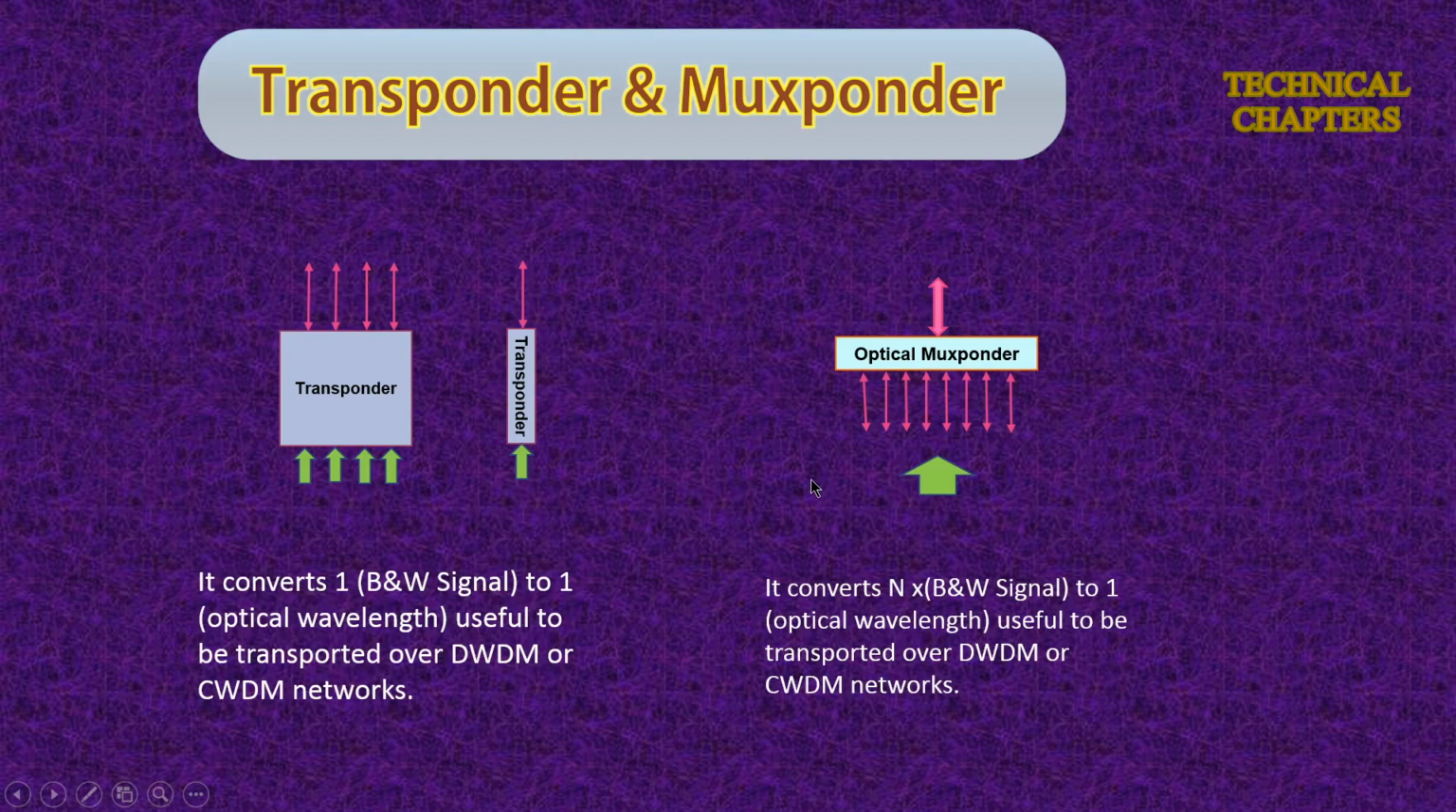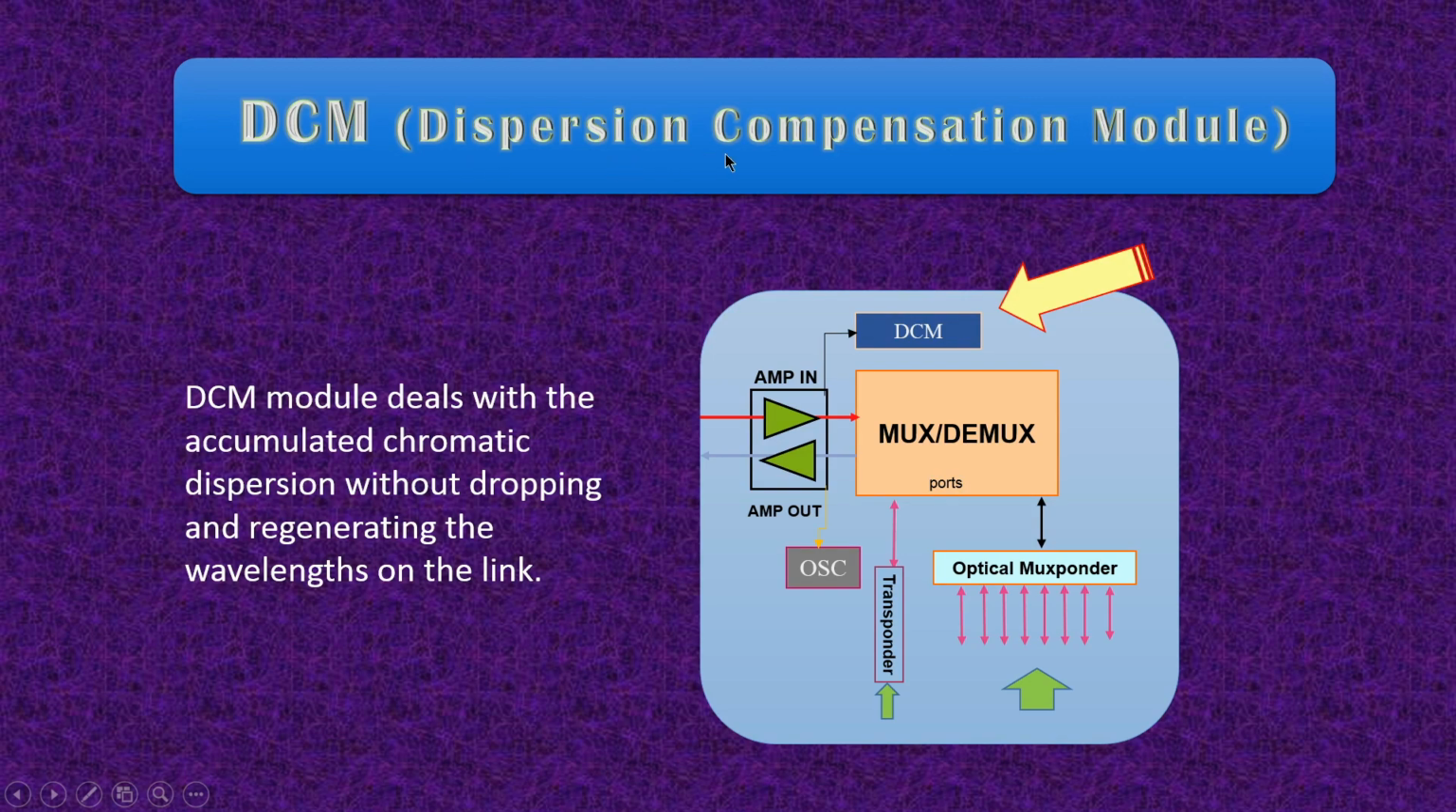What is a mux ponder? Optical mux ponder converts n number of inputs, black and white signals, to one optical wavelength useful to be transmitted over DWDM or CWDM networks. And what is the function of the DCM? DCM, Dispersion Compensation Module. The DCM module deals with the accumulated chromatic dispersions without dropping and generating the wavelengths on the links.